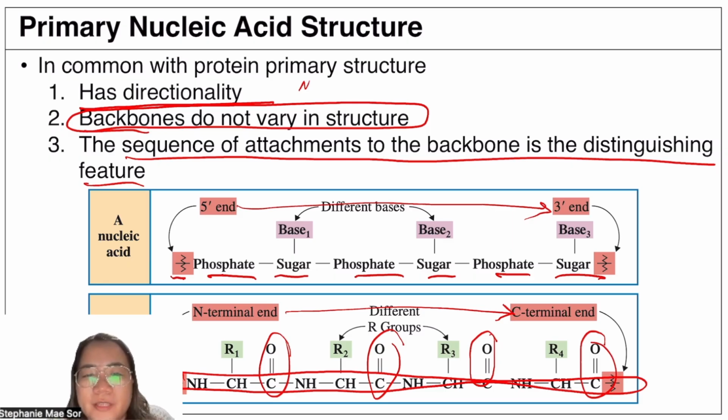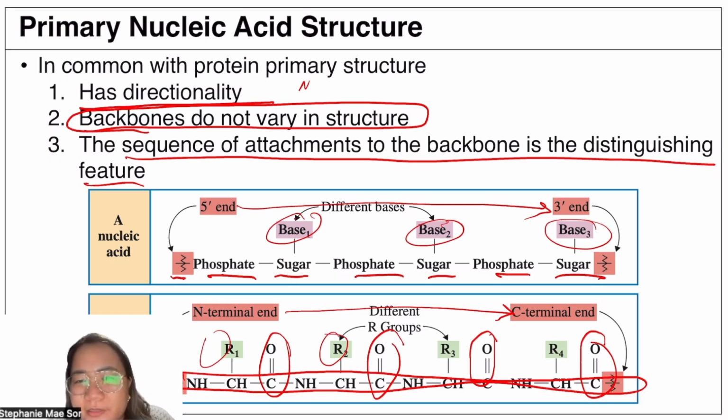Kasi nga, yun yung variable characteristic ng mga nucleic acids natin. Diba? Ang nagbabago sa protein mo is the R groups. Ang nagbabago naman dito sa nucleic acid mo is what? Nitrogenous base is attached to the sugar. So, ganun yung analogy ng ating protein primary structure with the nucleic acid primary structure. Okay?